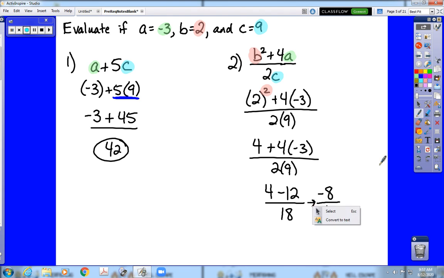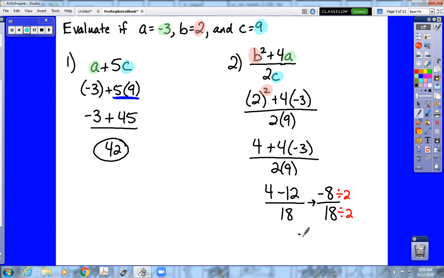Well, 8 is not divisible by 18. So then the next thing we need to do is ask ourselves, does that fraction, because that's what the answer is going to end up being, is a fraction, reduce? And it does. Both 8 and 18 are divisible by 2. So we need to reduce that fraction by dividing the top and the bottom by 2, giving us a final answer of negative 4 over 9.